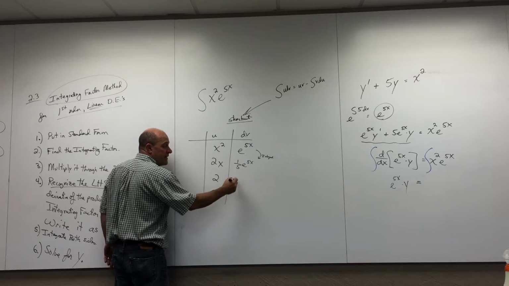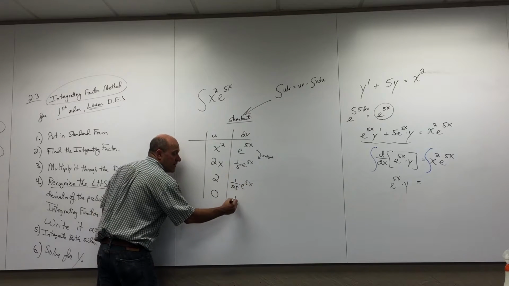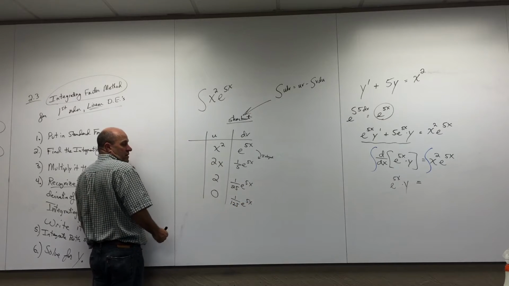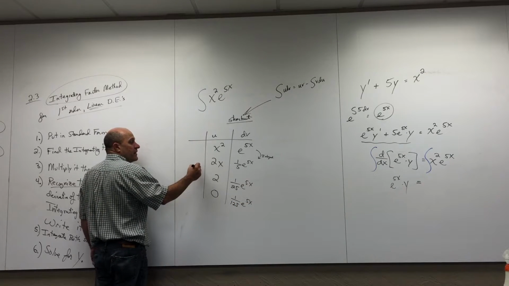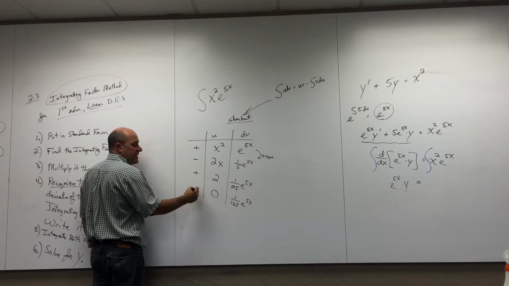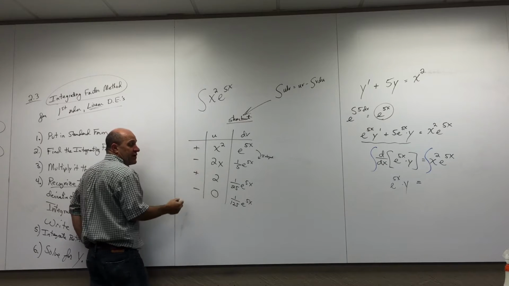You integrate again. It spits out another 1/5. I guess you do it one more time here. It spits out another 1/5. Over here, you start with a plus sign, a minus sign, a plus sign, a minus sign. And then the answer is staring right at you.